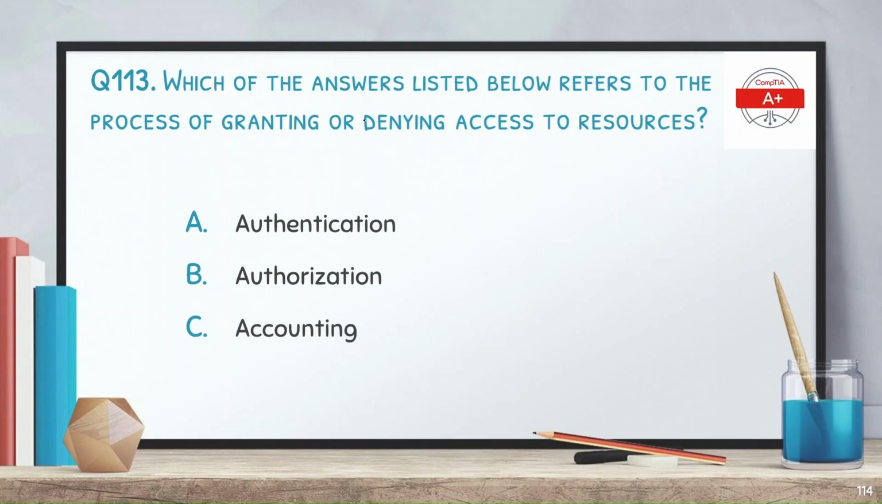Question number 113 is that which of the answers listed below refers to the process of granting or denying access to resources? And again, the options are A, authentication, B, authorization, and C, accounting. And the correct option is authorization. So when you log in using your username and password, then you are given some authorization that you can use some system or access some resources. So this process is known as authorization. And this comes basically after authentication.